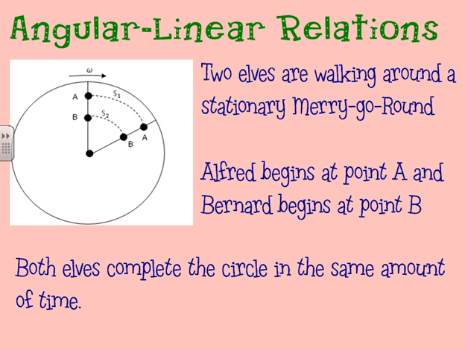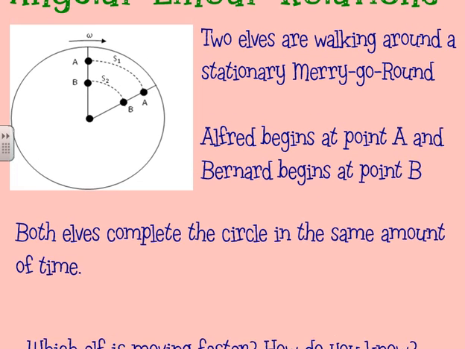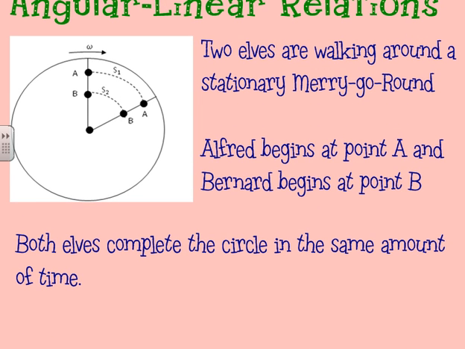What's the displacement, or the angle through which these elves travel? If you said 360 degrees, or 2 pi radians, you're correct. So both of these elves travel a displacement of 2 pi radians.